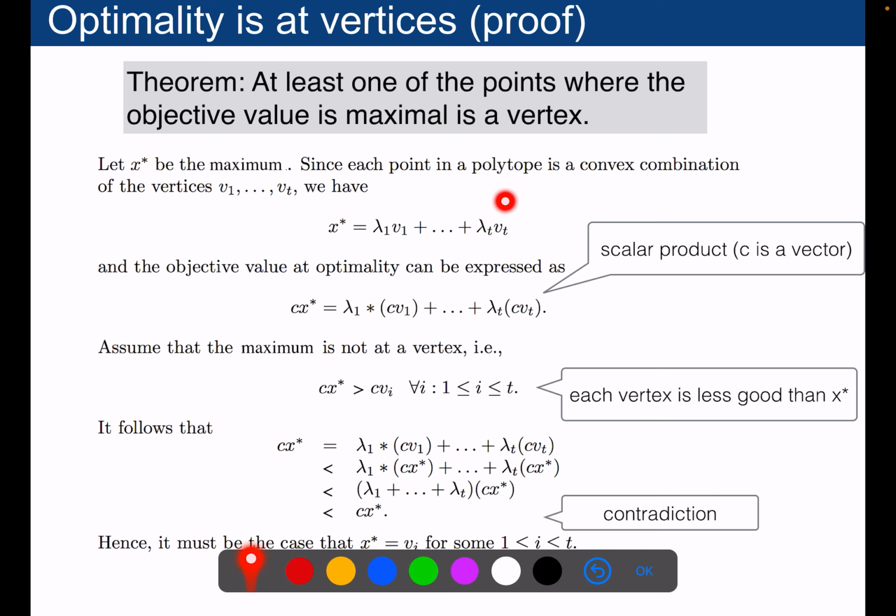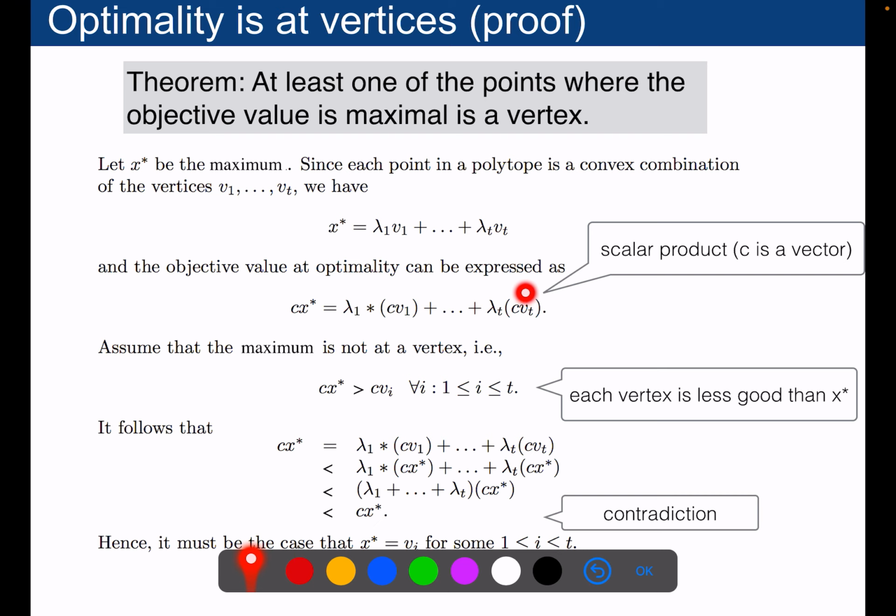Okay, and if we take the objective function, it's c times x. Okay, we assume that c are the coefficients here, c times x, and we simply replace everywhere. We just multiply here c by x. x was this definition. We just replace. We've got this one. Okay, and again v1 until vt are all the vertices of my polytope.